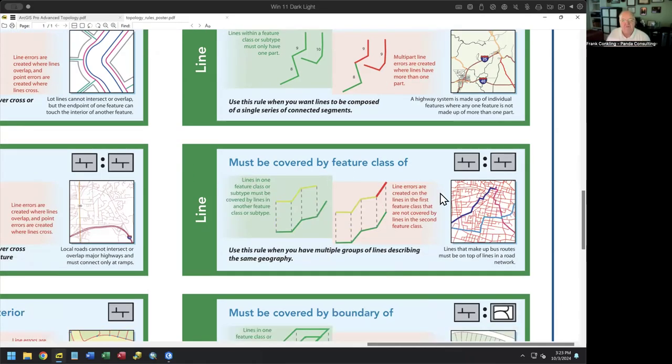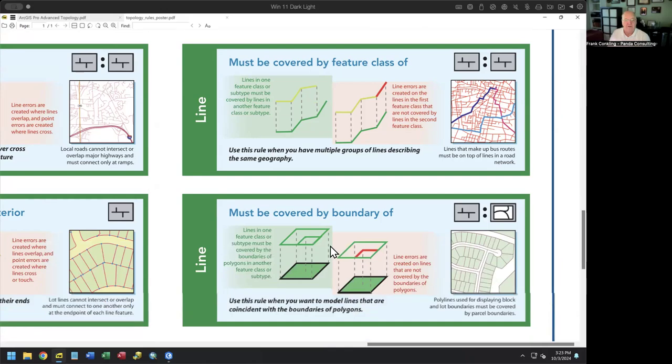The next one, must be covered by a feature class of, and again, this is line to line. In this case, this one says, show me where I don't have an overlap. Back over here, there's one that said, show me the overlap. This is now show me where we don't have an overlap or don't have another line on top of it. That's exactly what this rule is for.